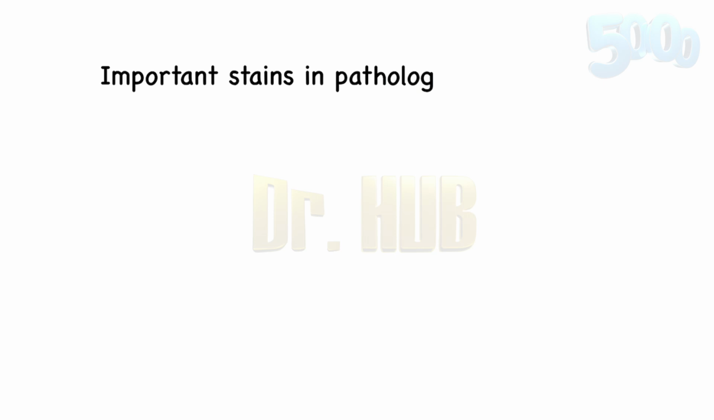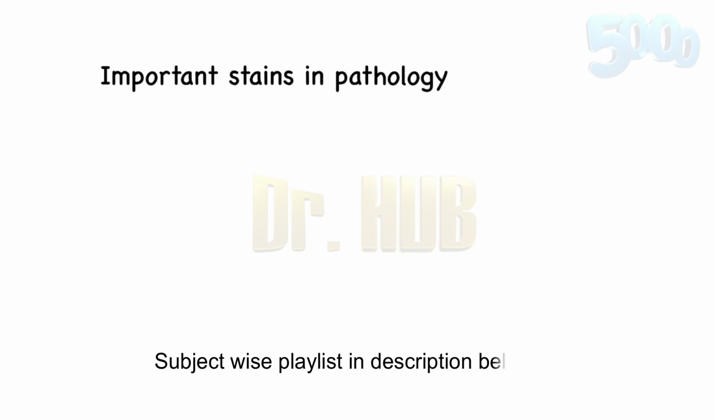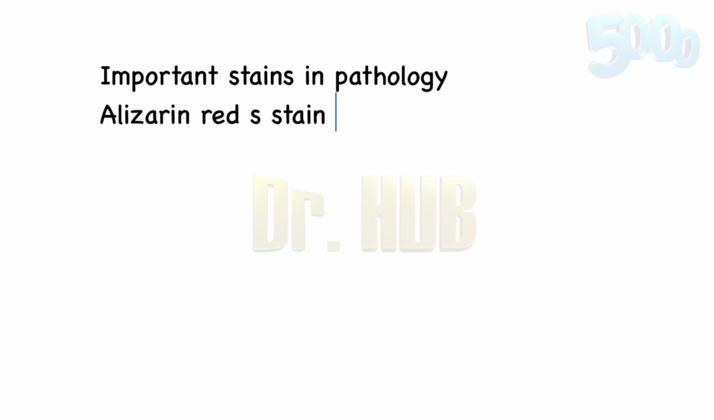Important stains in pathology. So what does it include? The first one is the Alizarin red S stain. Alizarin red S stain is used for the detection of calcium in the tissues. So you can tell it's for calcium.